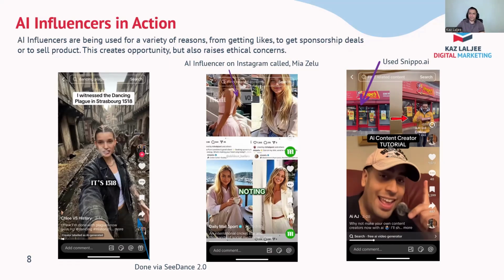She's here in Strasbourg in 1518, and then she goes to Pompeii. She talks about the Great Fire of London. Basically, she goes to all the historical places as an AI person from now, and goes back in time almost. It's quite cleverly done. The girl you can see in that first video doesn't exist. She's made by AI, and then the video is made by AI.